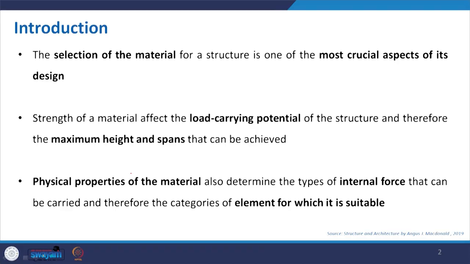Selection of structural material for a structure is the most crucial aspect of the design, because when we discussed element selection for a structural member, we also talked about the material, based on properties like the density, how close the particles are to each other, or the porosity. Depending on the structural material, we can achieve some kind of stability in the overall arrangement. The strength of the material affects the load carrying capacity, no doubt about it.